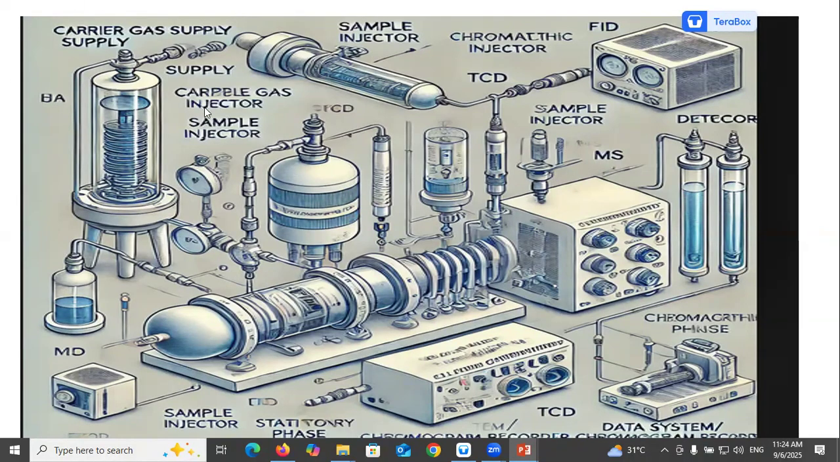Carrier gas supply, sample injector, stationary phase, chromatographic phase.